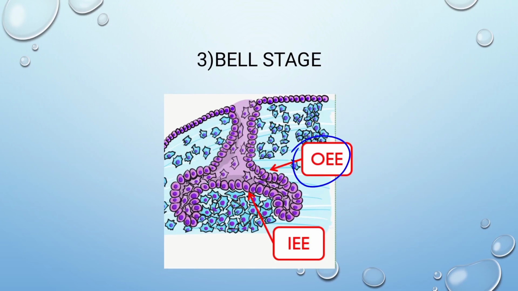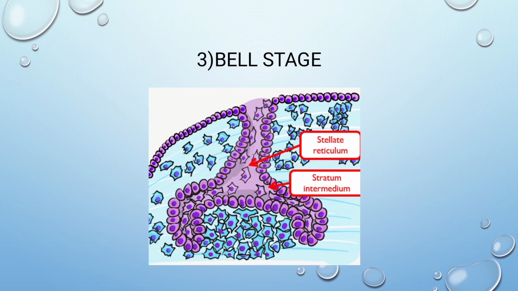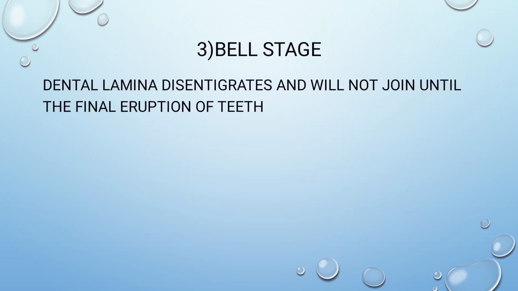This is the outer enamel epithelium, this is the inner enamel epithelium, the stellate reticulum, and the stratum intermedium. This stratum intermedium is formed between the inner enamel epithelium and the stellate reticulum. Dental lamina: the dental lamina disintegrates and will not join until the final eruption of the teeth.